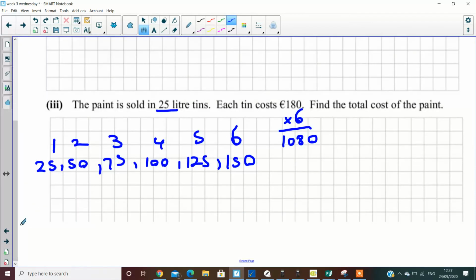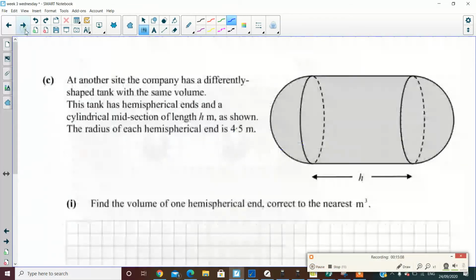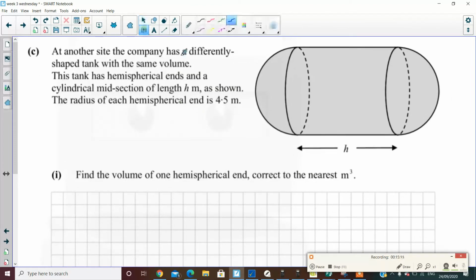The next one is at another site, the company has a different shaped tank with the same volume. So same volume means what? What's the volume of the initial one, the sphere one? Go back a question. Read me out the answer. What's the volume of the sphere we got?